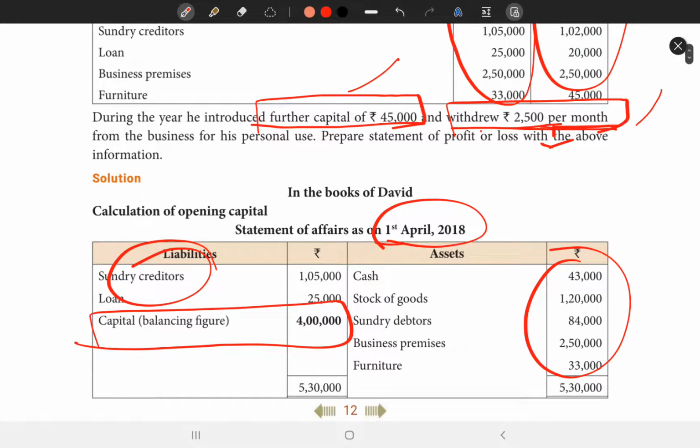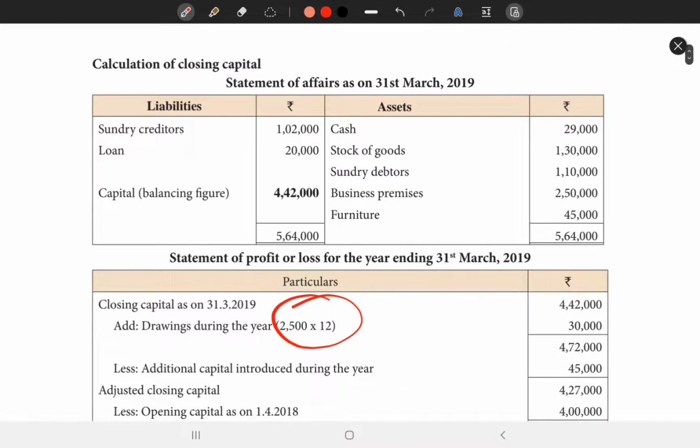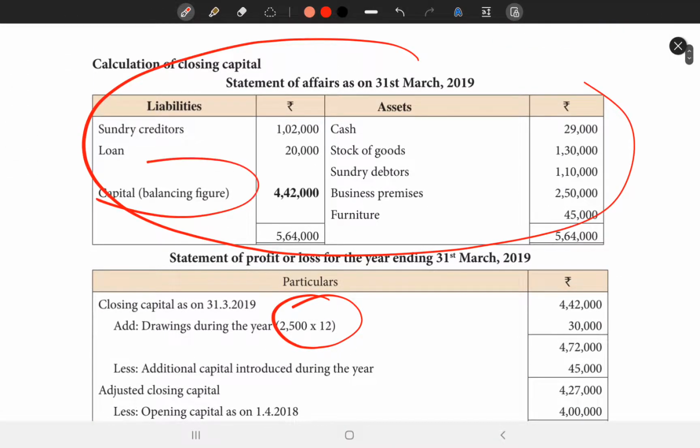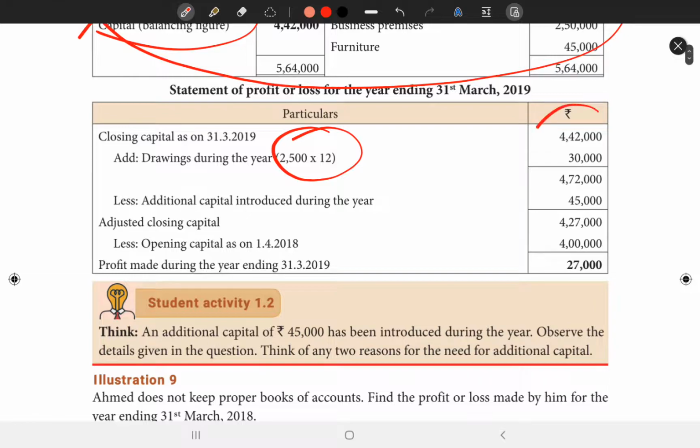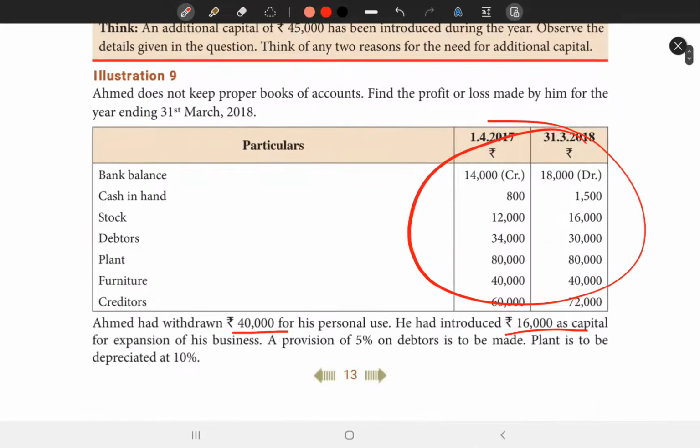This is for opening capital, and the same statement will be prepared to find out the closing capital, and after we put all the details we find out profit. Okay, easy. Next, the final sum, we will take this sum only. So the final sum is going to be this one.